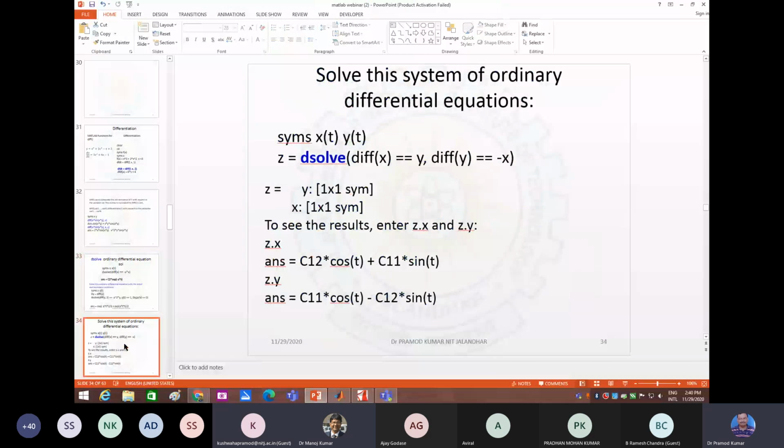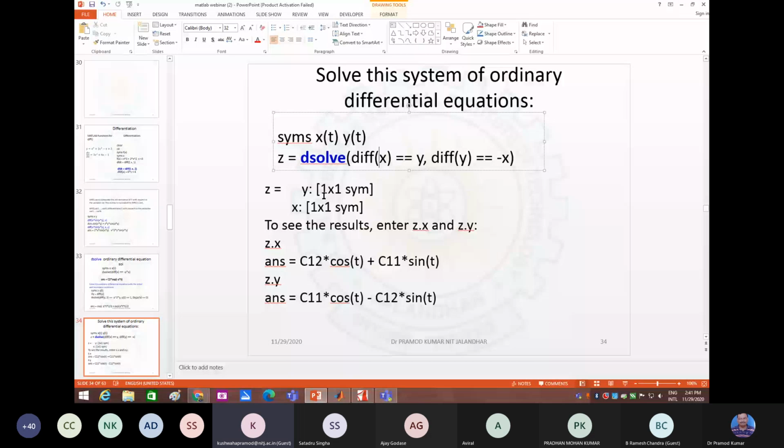Next, ordinary differential equations. The same command dsolve we use, but there are two differential equations here. dx by dt is equal to y and dy by dt is equal to minus x. Here x is a function of t, y is a function of t. Therefore, this is dx by dt and this is dy by dt. We solve it.